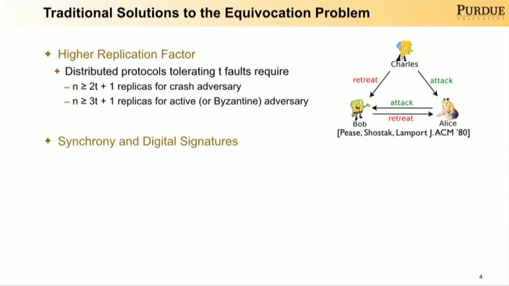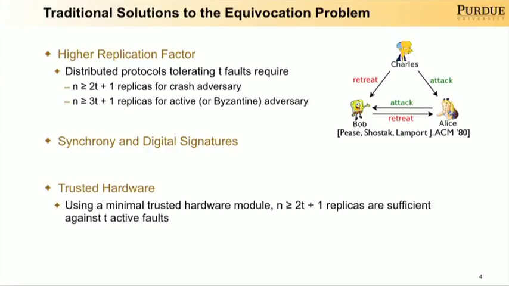Okay, so by having a higher replication factor or resilience, you can achieve protection against equivocation. Another thing is we assume synchrony and digital signatures. We say that every message that I get, I'm going to send to all the other parties, and this message is signed by the sender, so that if the sender is doing something wrong, we all will collaborate and find it out. And that's another thing that is typically used to avoid equivocation.